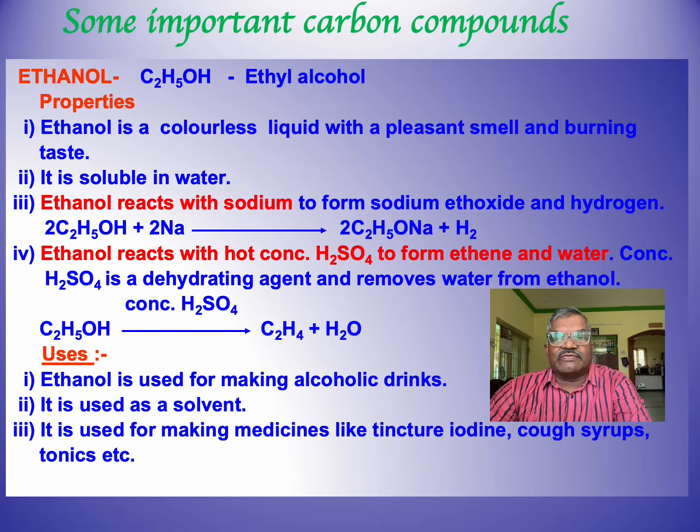Now we can see further some important hydrocarbons. In this chapter we will study some important hydrocarbons. The first one is ethanol. It ends with "-ol". It is an alcohol. It is also known as ethyl alcohol. It is an alcohol of chemical formula C2H5OH.